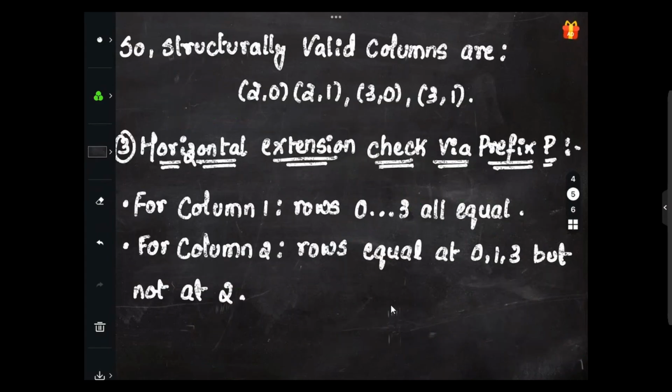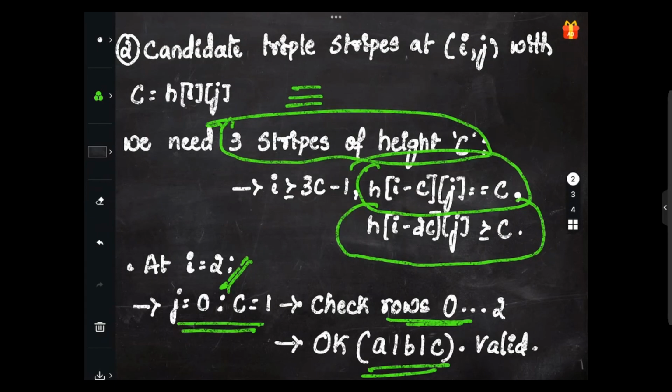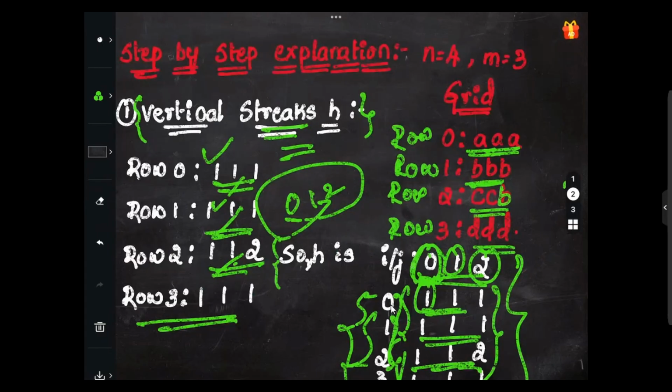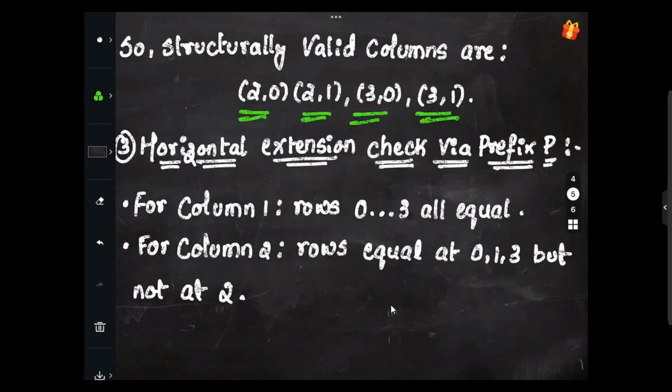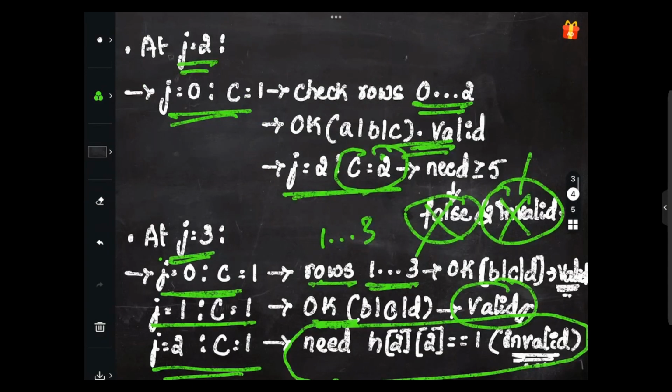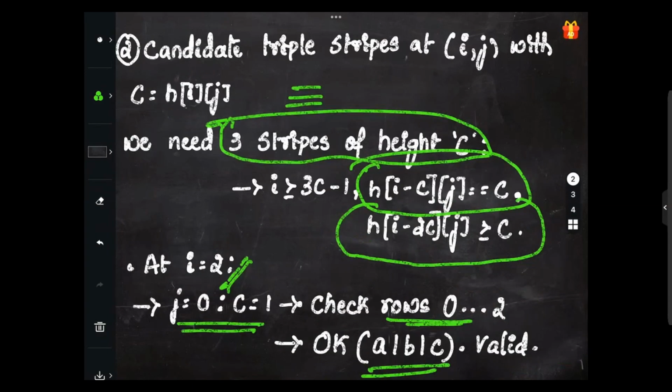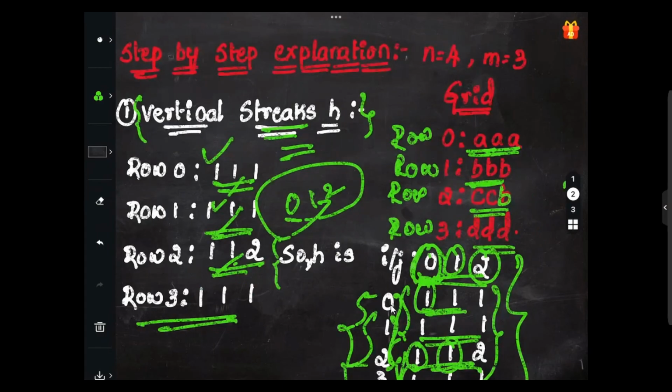So structurally valid columns are 2 0, 2 1, 3 0 and 3 1. So these are the valid columns, right? So 2 0, 2 1, 3 0, 3 1. So let me come here, 2 0 is nothing but this one, 2 0, 2 1. Just give me a second here. 2 0, 2 1, 3 0 and 3 1, right? So this one has to be 1 1 1 1 basically, right? So this is fine, right?